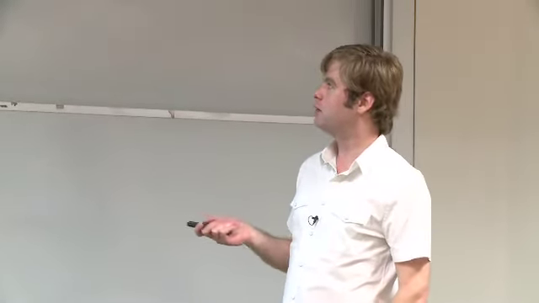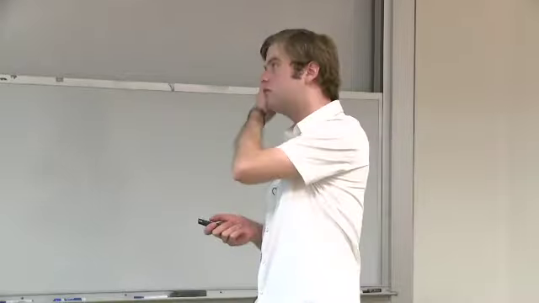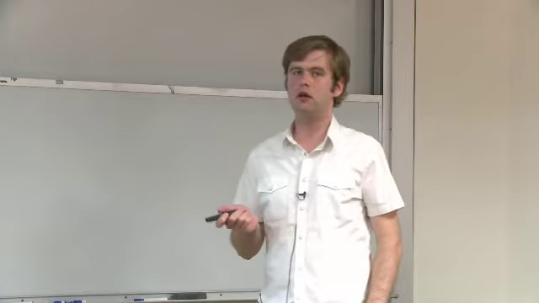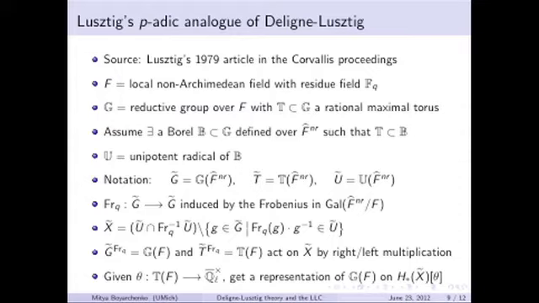Now in the second one, I want to talk about a p-adic analog of the Deligne-Lusztig theory. So actually, this idea goes back to an article by Lusztig in the Corvallis Proceedings. And here is what the story is about. So again, I'm going to take F to be a local non-Archimedean field with residue field F_q. And now I'm going to take a reductive group over capital F and a maximal torus inside this reductive group. So I assume that the torus is also defined over F.